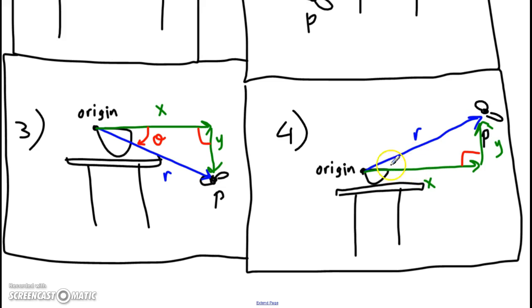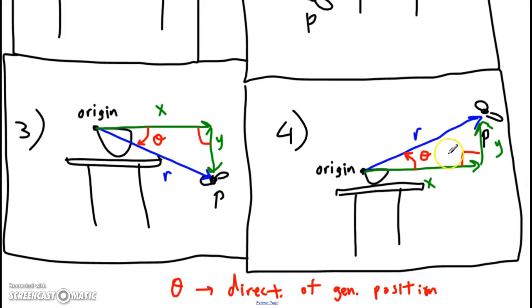And lastly, here's X and R. To get to R, you have to go up from the X-axis. So how high up? Well, some number of degrees theta. That's the answer. So remember, theta tells you the direction of the general position. So if you're ever asked to find general position, you will need to calculate not only the value of R, but also the value of theta.